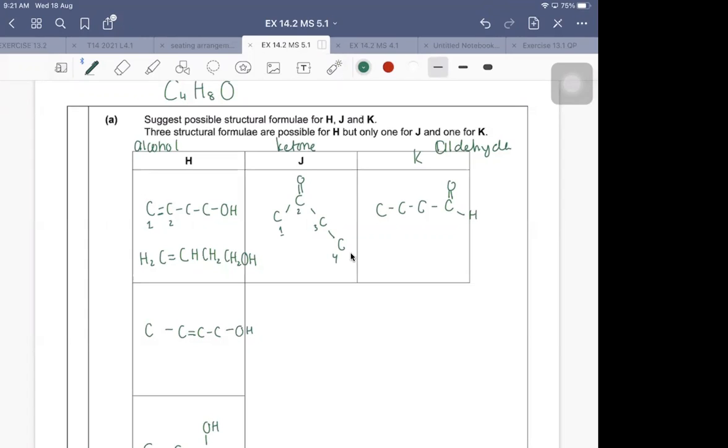In terms of structural formula for ketone and aldehyde, I'm just giving you the answer here. It is written as CH3, CH2, CO. No, sorry, I'll follow my drawing. CH3, CO, CH2, CH3. Okay.